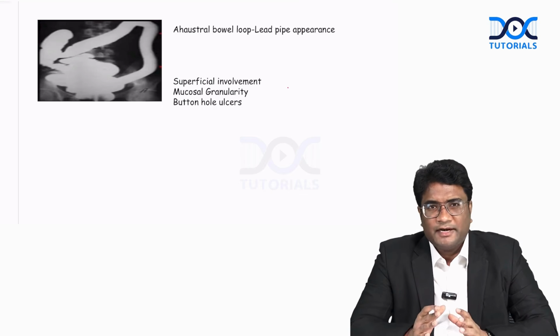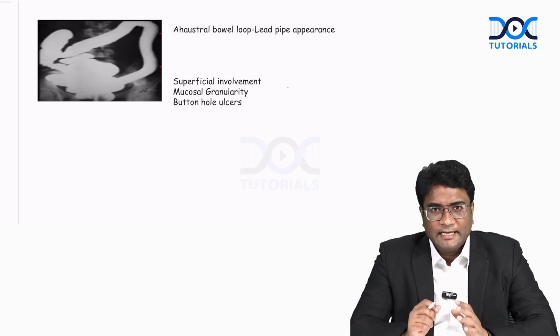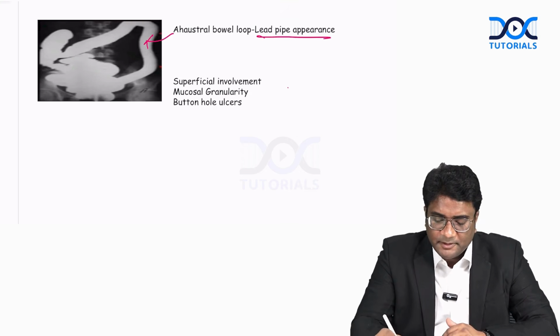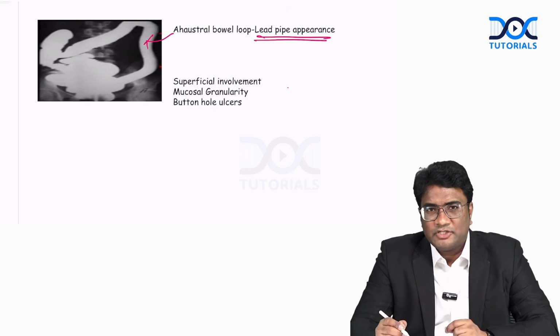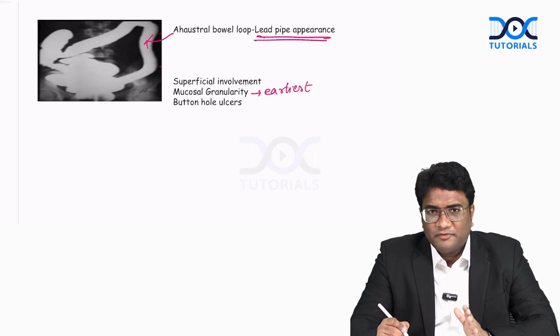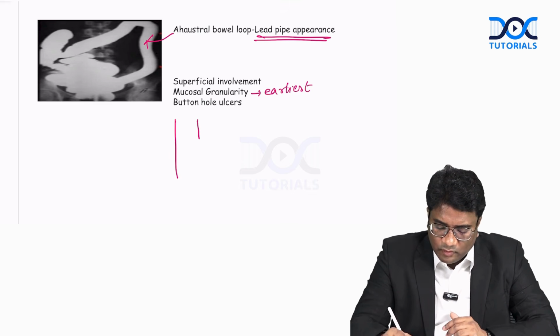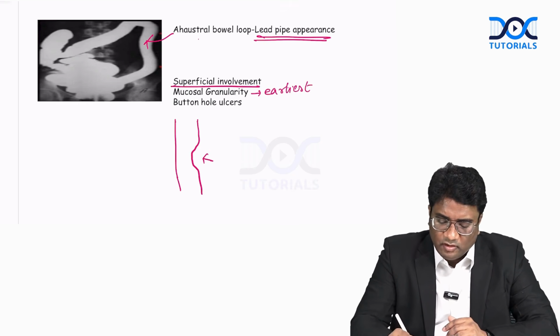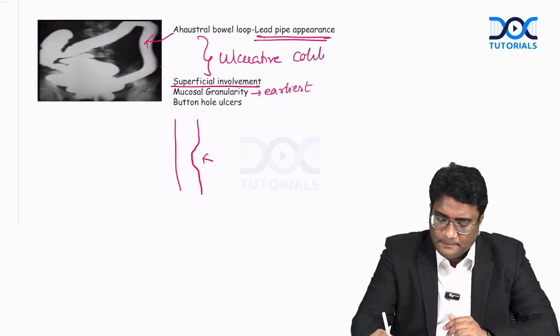And what are the radiological findings that you see in ulcerative colitis? In ulcerative colitis, remember there is presence of this haustral-less bowel loop called lead pipe appearance. The earliest manifestation in ulcerative colitis is the presence of mucosal granularity. And you'll have ulcers, superficial ulcers involving the mucosa and submucosa. So, not involving the muscle layer, only involving the mucosa and submucosa. These are called button-hole ulcers. And there is superficial involvement. All of this is ulcerative colitis.